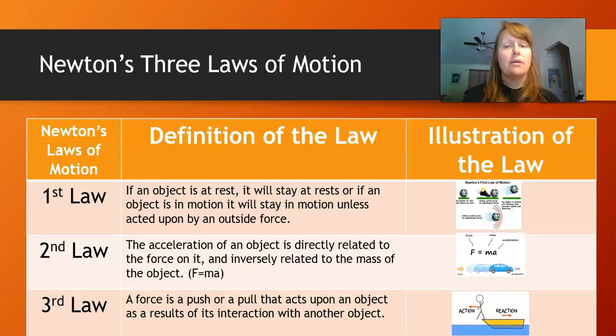And then our third Newton's law: a force is a push or a pull that acts upon an object as a result of its interaction with another object. This is our favorite one, where we learned that for every action there's an equal and opposite reaction. So we have a young man standing on the side of a boat with one leg off.